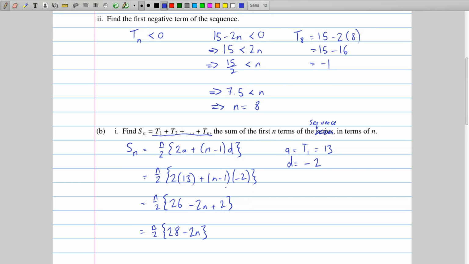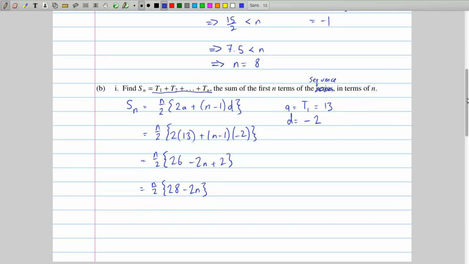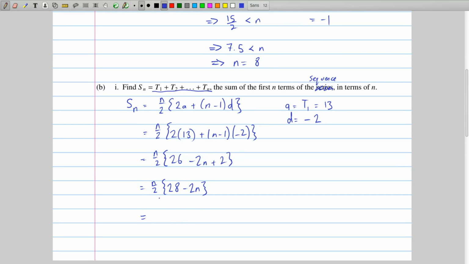And arguably that's fine as an answer, but really we should clean it up a little bit more. We can multiply the n over 2 into this, and so we end up with 14n, because the 28 is going to divide by 2, which gives you 14, and then the n is going to be attached to it as well. And then we've got a minus 2n gets multiplied by the n over 2 as well, which is going to turn out to be minus n squared, again because the 2 that's attached to the n here gets divided out by the division of 2 on the outside of this bracket, and the n multiply together to get an n squared. So this is the sum of the first n terms of the sequence. This is Sn.